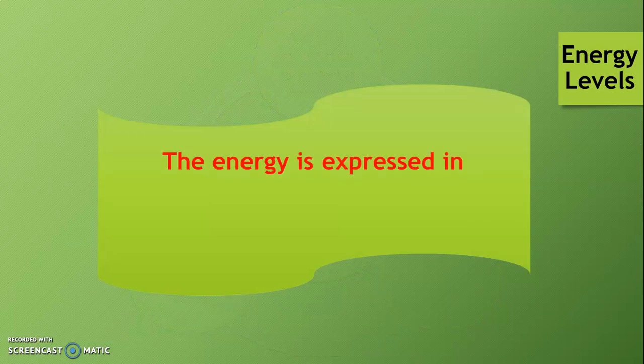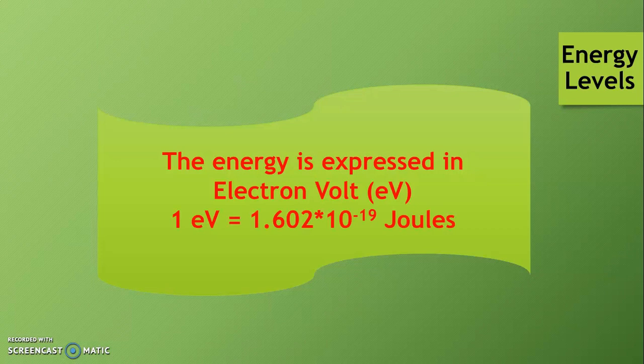The energy is expressed in electron volt, indicated with eV. And 1 electron volt is equal to 1.602 multiplied by 10 raised to minus 19 joules. So this is the energy possessed by electrons.